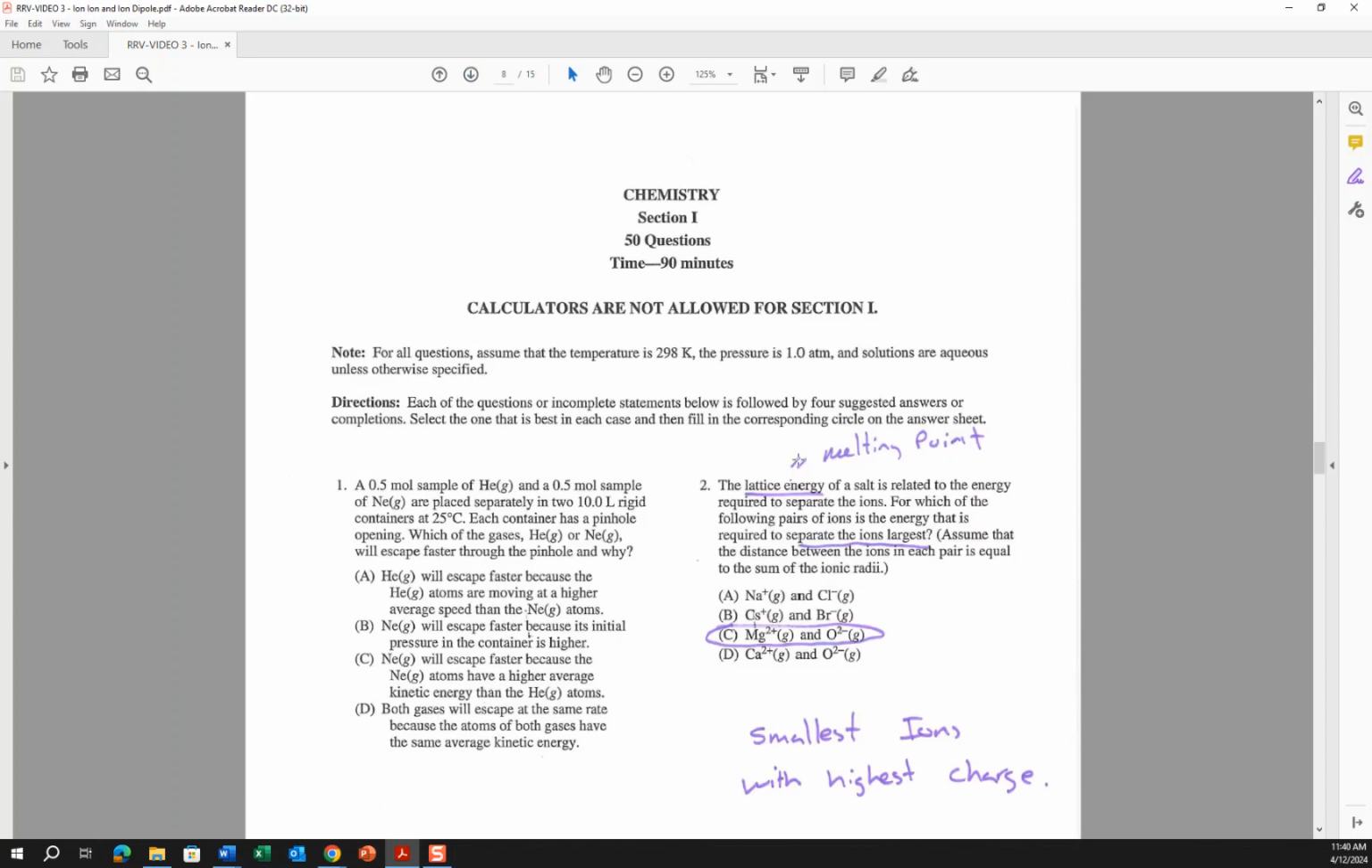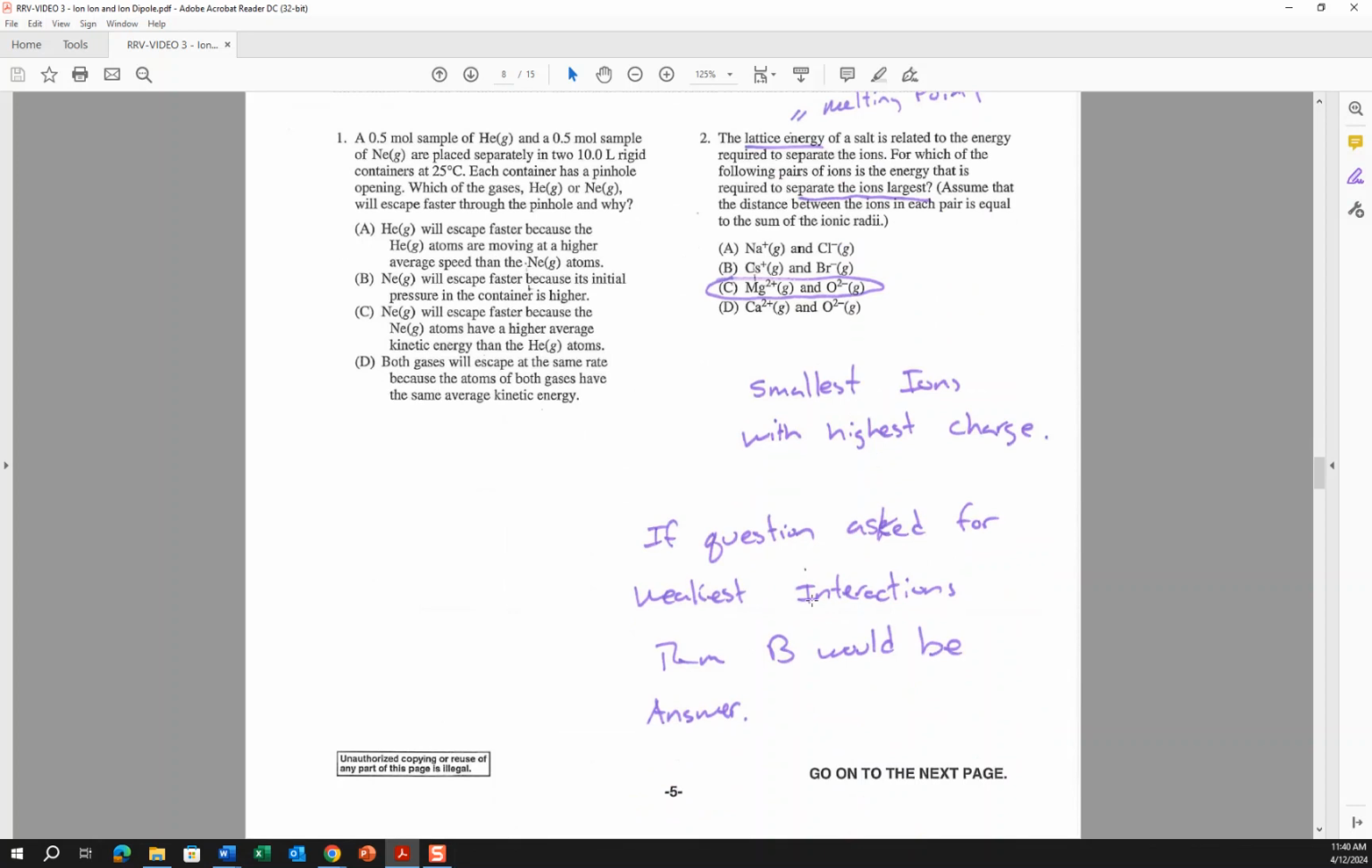So the ion-ion interaction. Since magnesium and oxide are 2 plus and 2 minus, a higher charge, and magnesium is the smallest of these cations based on trend. Now oxide is not the smallest anion, but it is smaller than chloride and bromide. So smaller ions and higher charge.